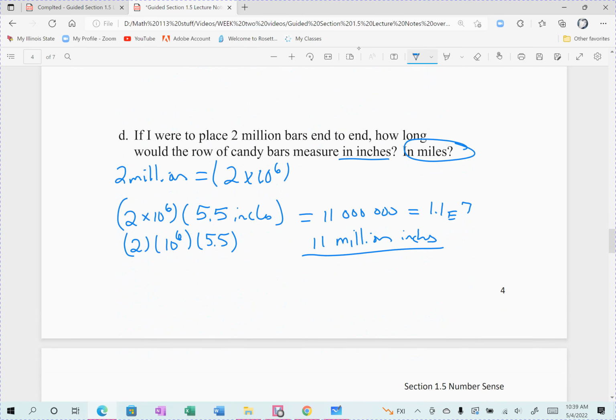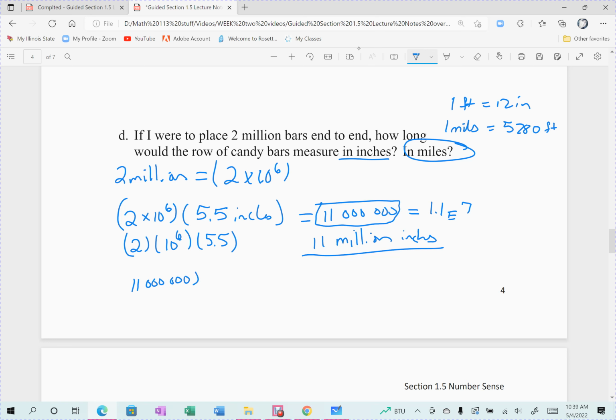All right, we want to convert my 11 million inches into miles. Remember, the conversion isn't exact. You have to go from inches to feet and then feet to miles. Remember, 1 foot is 12 inches. 1 mile, again, you can look it up on the table, is 5,280 feet.